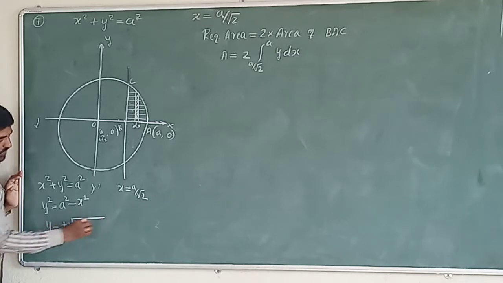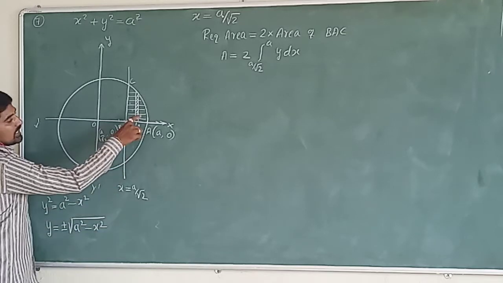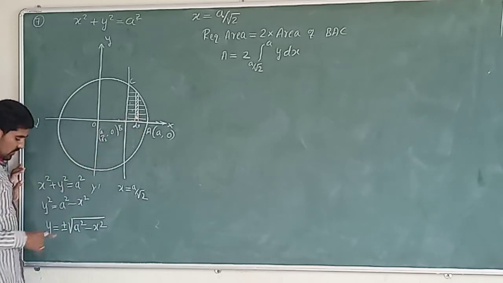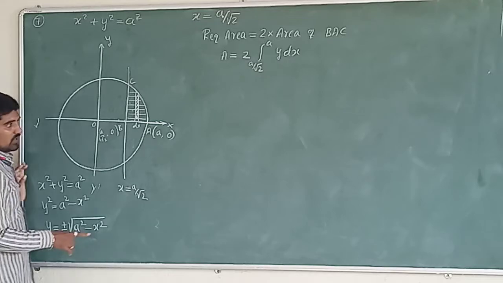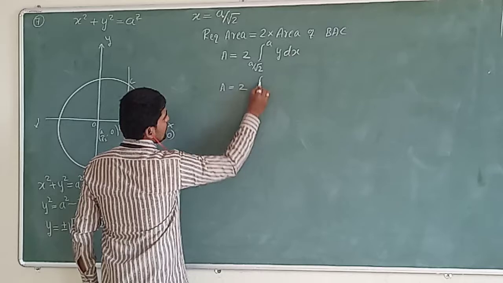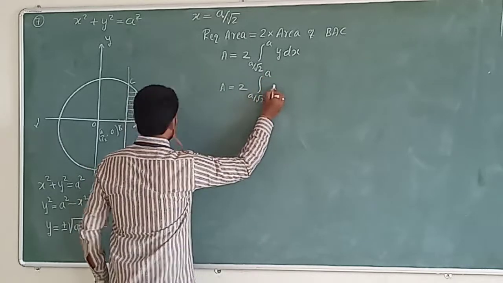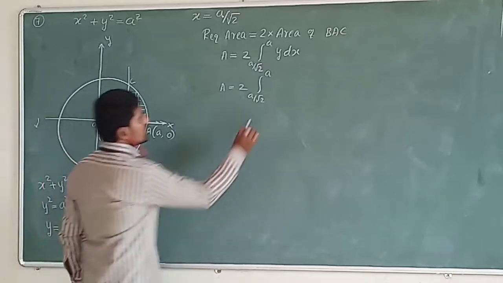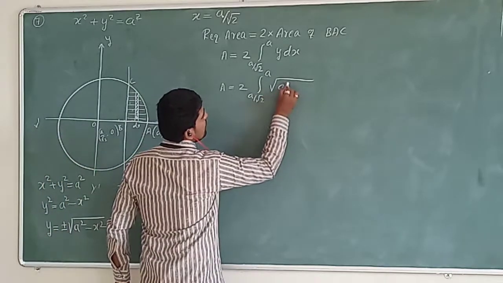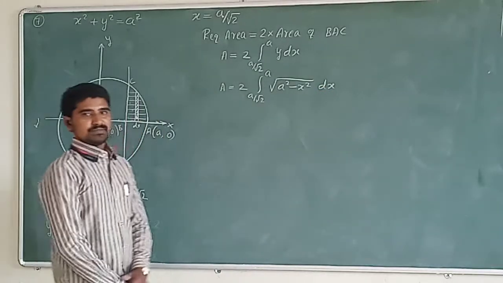Plus minus square root of a square minus x square. We are finding the area inside the first quadrant, so we just take the positive value of y. So therefore A is equal to 2 into the integration from a by root 2 to a. What is y? Square root of a square minus x square, square root of a square minus x square with respect to x, dx.